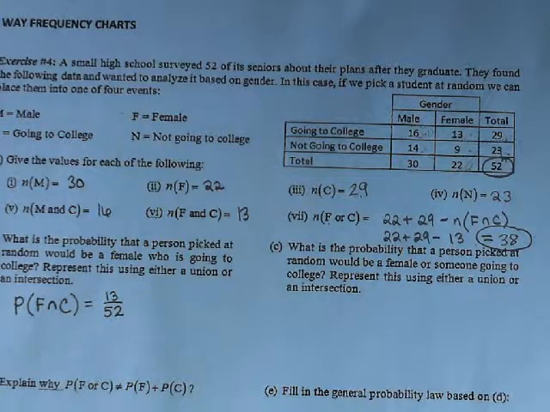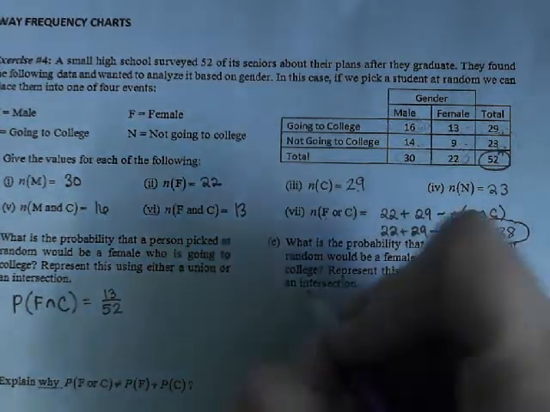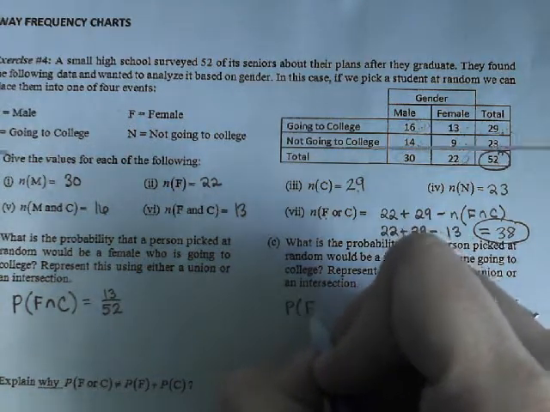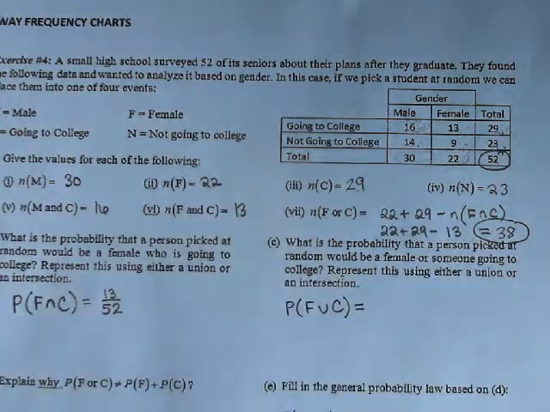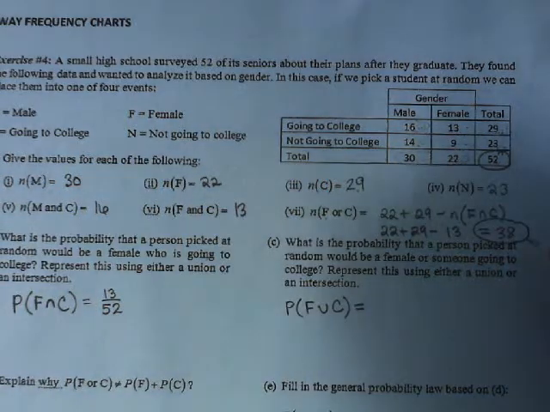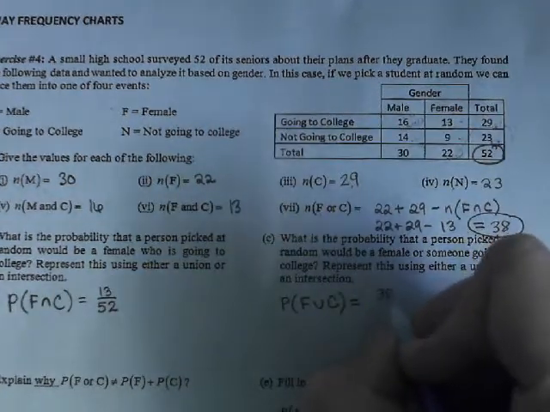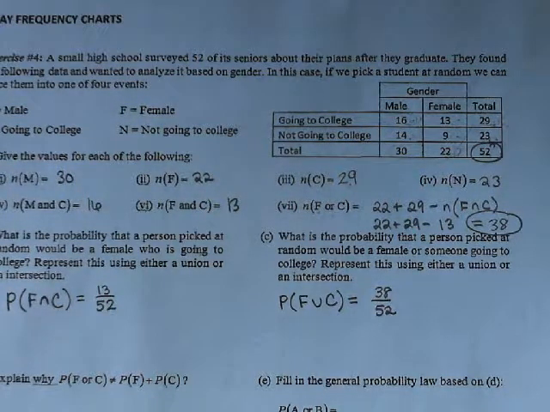Okay? What is the probability that a person picked at random would be female or someone going to college? So here this is the union, the probability of being a female or going to college. Now the good news is we already know that number. How many people are either female or going to college? 38. We already calculated that above, which was the hard part. So there are 38 out of 52 people that would fall in that category. Okay?